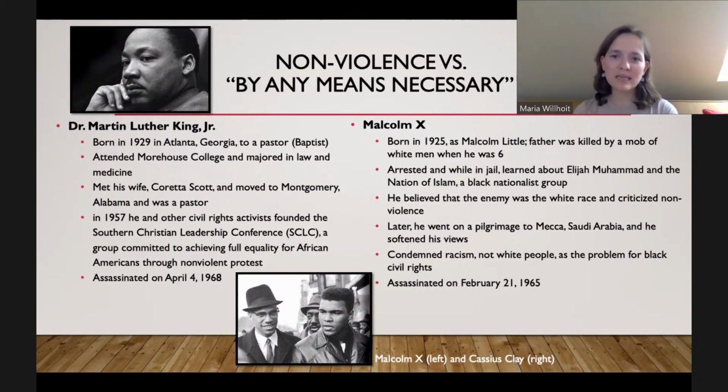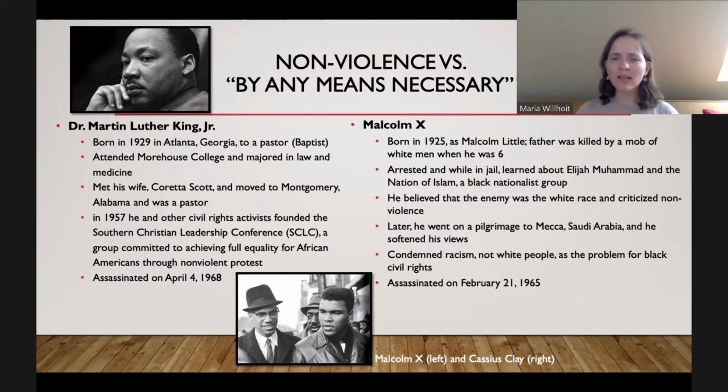And Malcolm X, he's a little bit different. He's like, you know what? The enemy is the white people. We can't be nice to them. We can't shake hands with them and do nonviolence. If we have to be violent by any means necessary, then that's what we need to do. We need to get justice however we can, even if it's violent or maybe it's not. So these are two men who have two different approaches to racial justice.